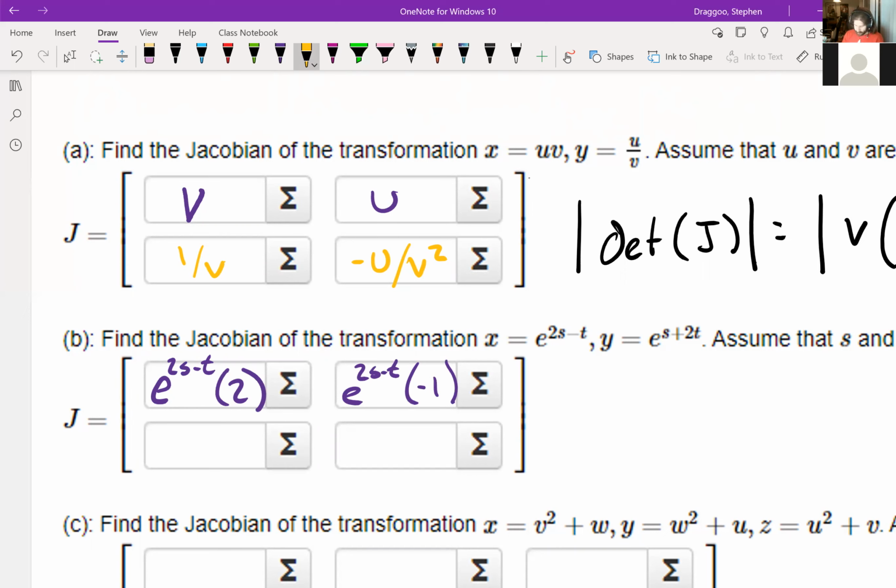Onto the y partials. This will be e to the s plus 2t times 1 and e to the s plus 2t times 2. And then once again, if we needed to actually do some integration with this Jacobian, we'd find the absolute value of the determinant.